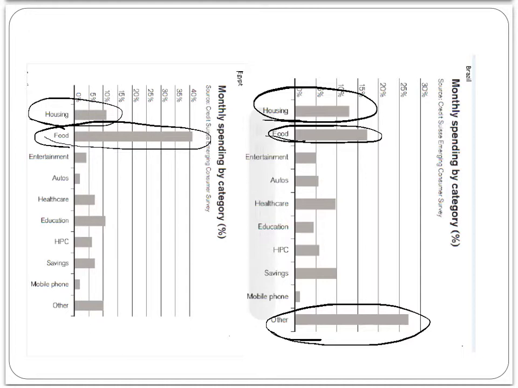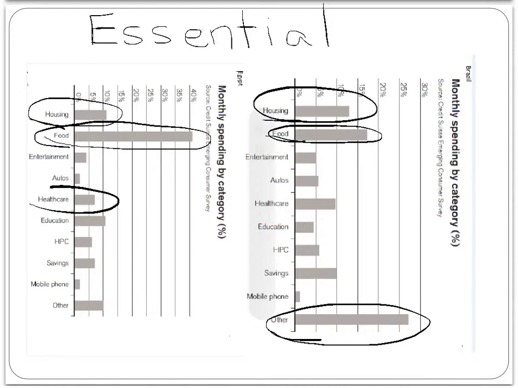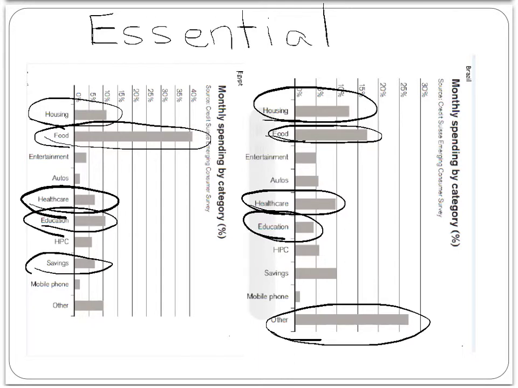I'm going to group the bar graphs into essential and non-essential categories. Essential means necessary for life. As we can see, housing and food are essential for life, as is healthcare, education, and we'll include savings as well.